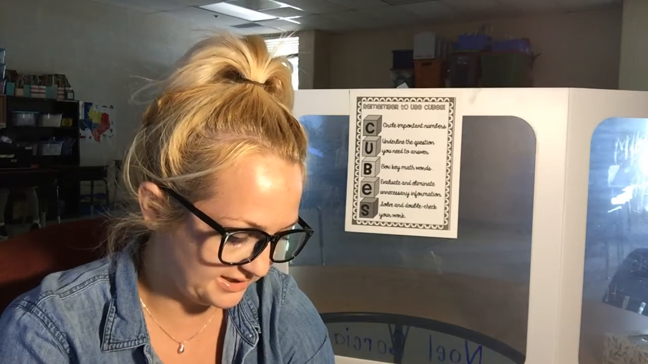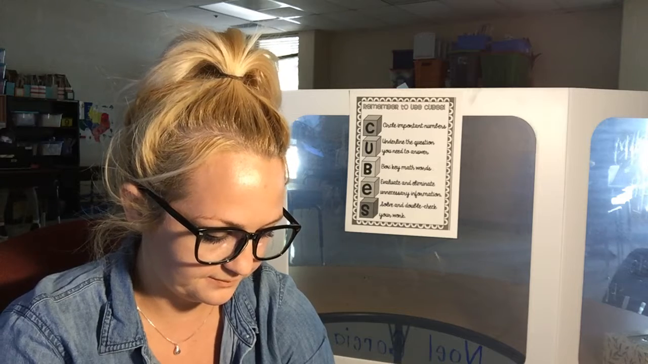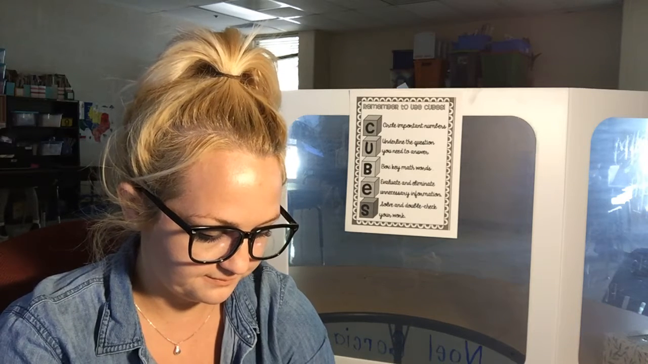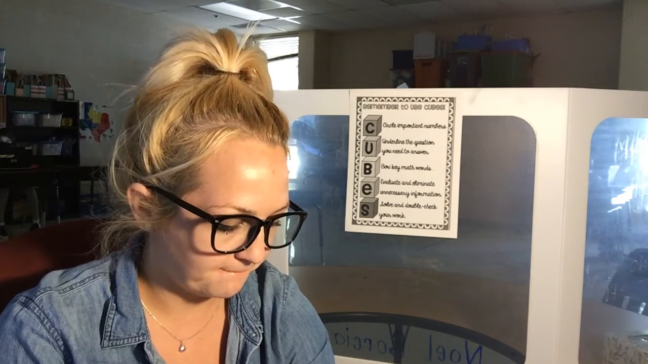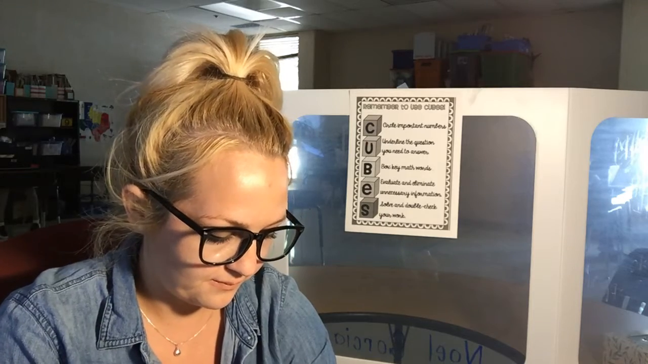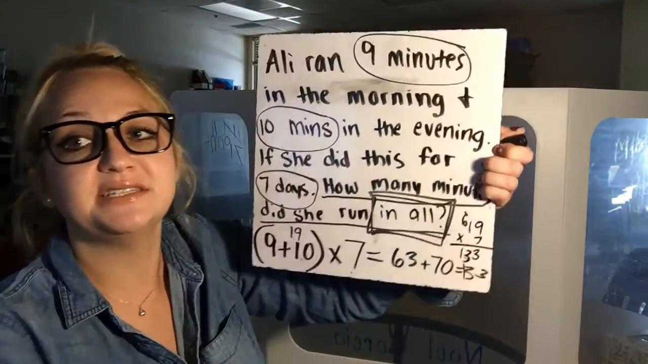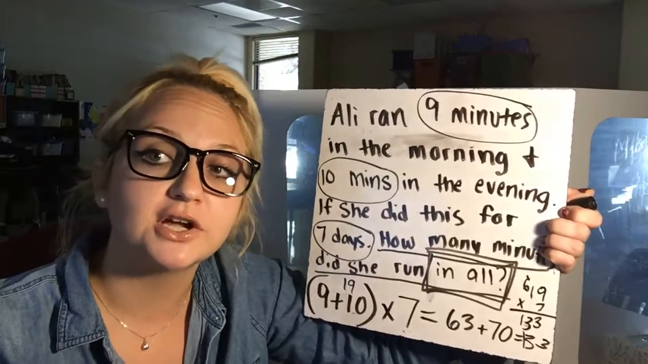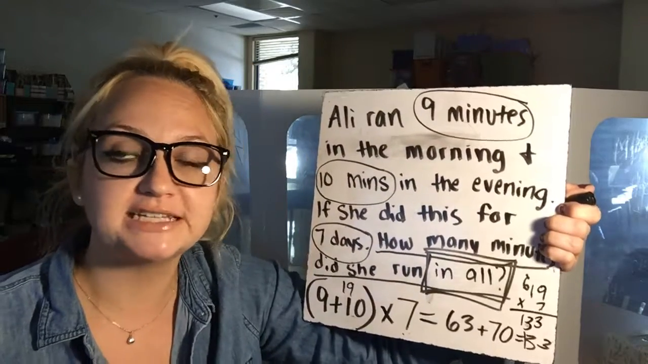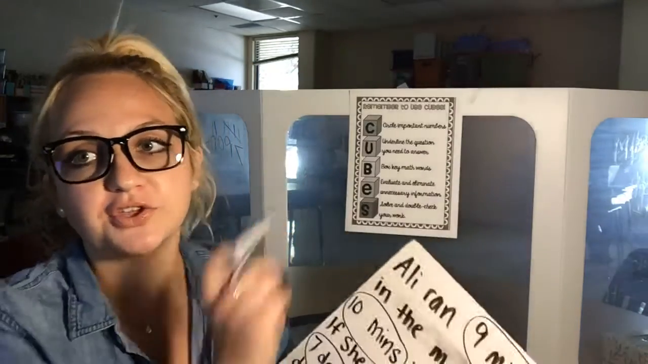So I'm just going to check that this makes sense, and I'm going to solve it over here in another method. 19 times 7. I did it with the standard method, and I got the same answer. So that was solving a multi-step word problem with the CUBES strategy.